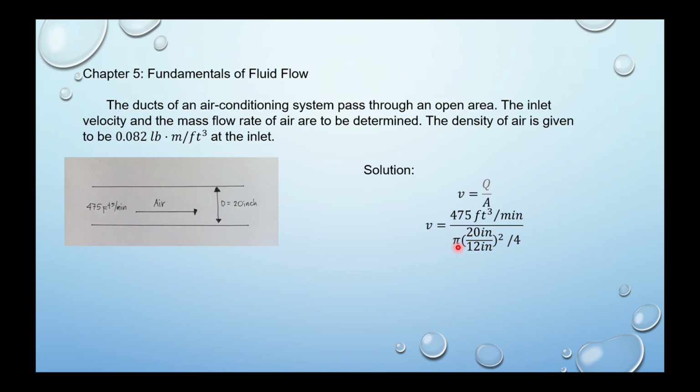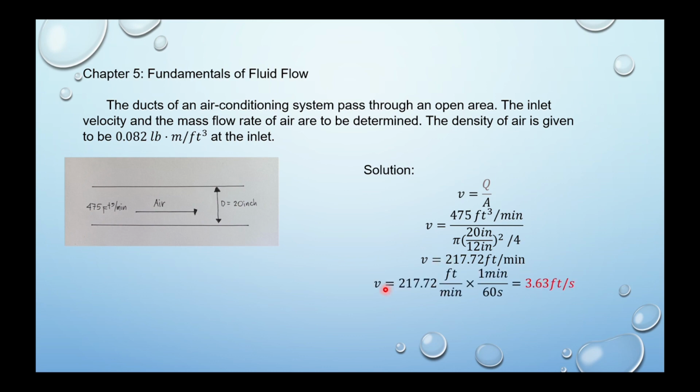So pi times 20 inches. Inches, we need to convert into feet. So 20 inches over 12, raised to 2, over 4. So simplify, our velocity is equal to 217.72 feet per minute. This minute, we need to convert into seconds.